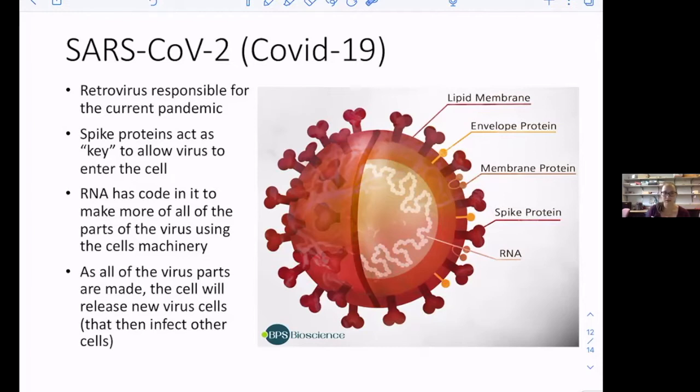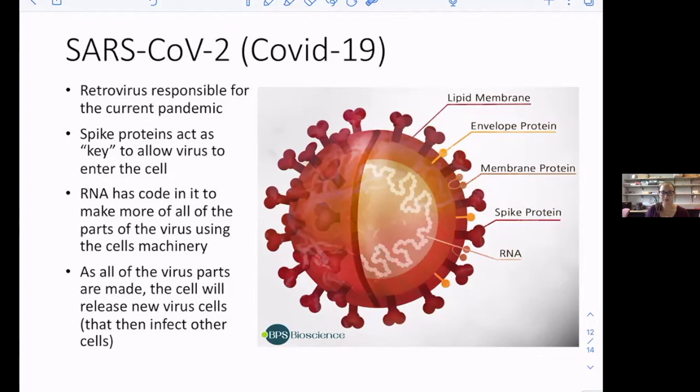Okay, so the spike proteins act as a key to allow the virus to enter the cell. The spike proteins kind of trick the cell. When they hit the membrane, they're like, oh, I'm allowed to be here. And the cell just unlocks and opens up to allow all of that virus to come into the cell. And then the RNA has a code in it to make more of the parts of the virus using the cell's machinery. So just like we talked about the life cycle of viruses, this RNA uses the machinery of the host cell to make more and more and more of this virus.